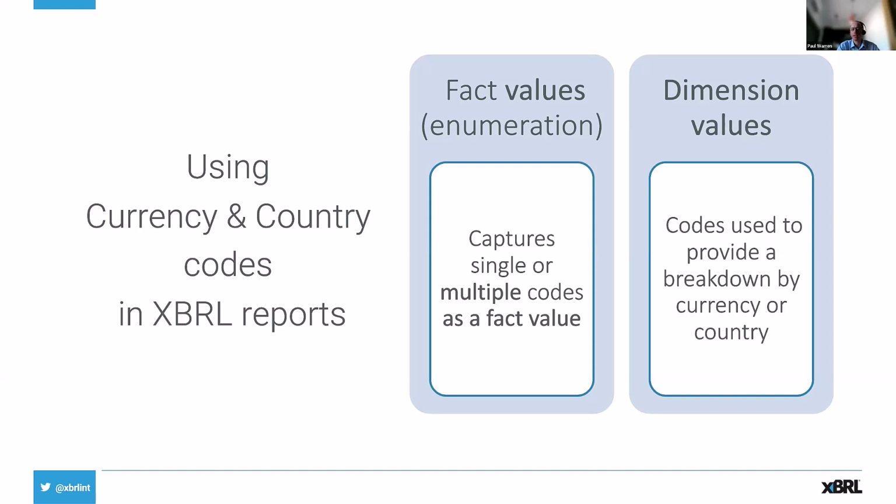The other place that these code lists can be used is as dimensional values. So where you're providing a breakdown of a particular fact by currency or country, you can use the code list value as a dimensional value. So you could report your exposure to a particular currency in this way, or you could report your revenue by country using the country code list, and that would be a dimensional breakdown. And both of these options are supported by the taxonomy.